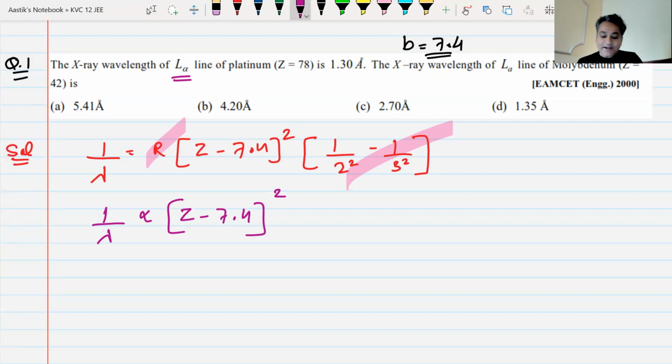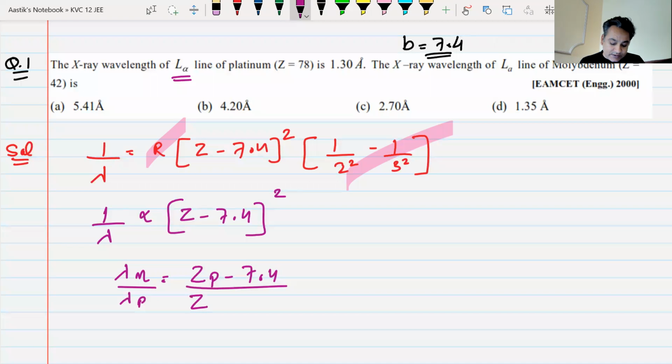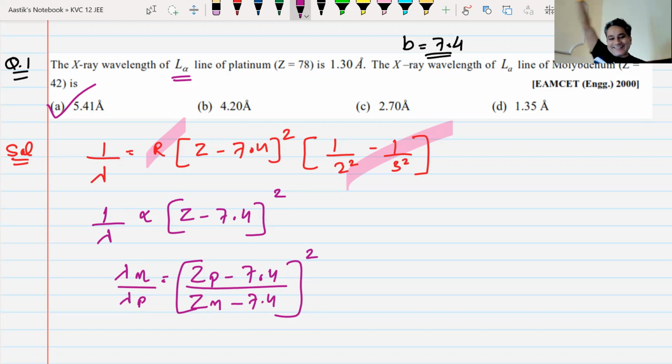That means lambda of molybdenum divided by lambda of platinum will be equal to Z of platinum minus 7.4 divided by Z of molybdenum minus 7.4, the whole square. Yes or no? Sir, option B. Sir, 5.41, option A. Option A. At last, I got an answer at the end of the day.